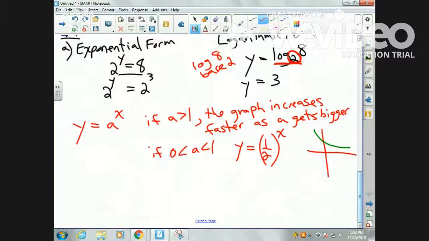Well, let's have a look. If a is 1/4, so if we're looking at y equals 1/4 to the x, let's just look over here. What happens when x is -1? Sorry, not a, x. We get 1/4 to the -1. Where do we go with this?